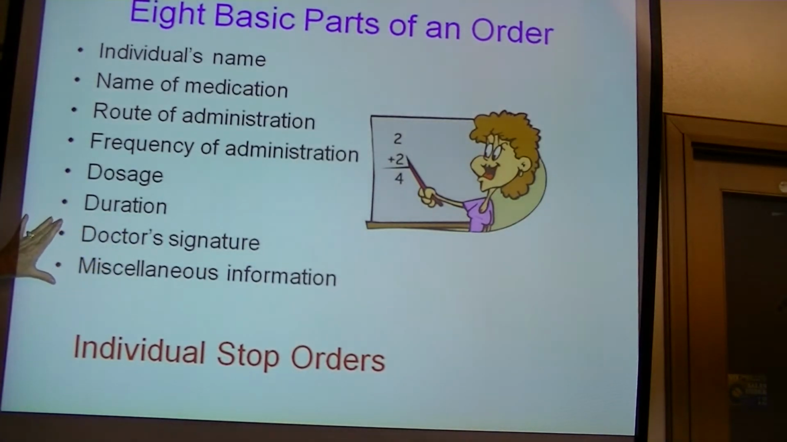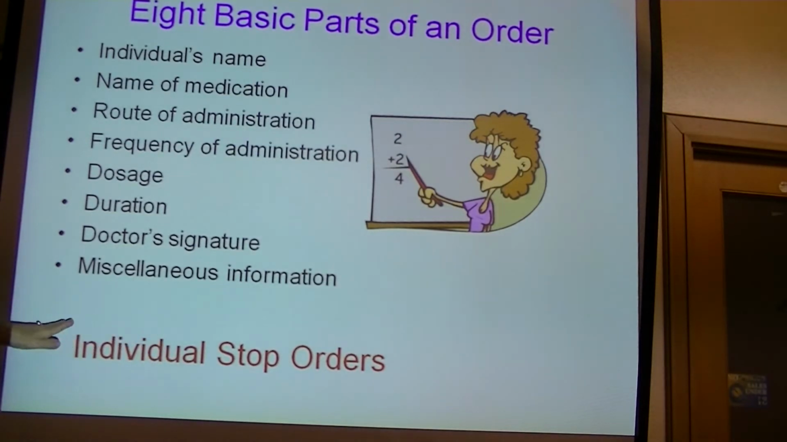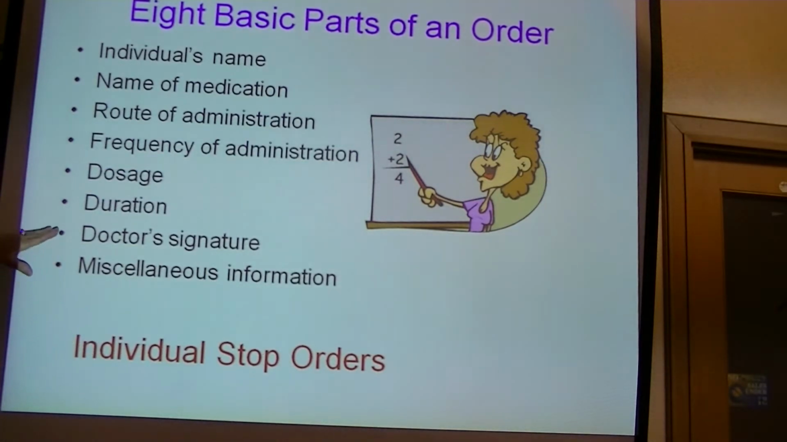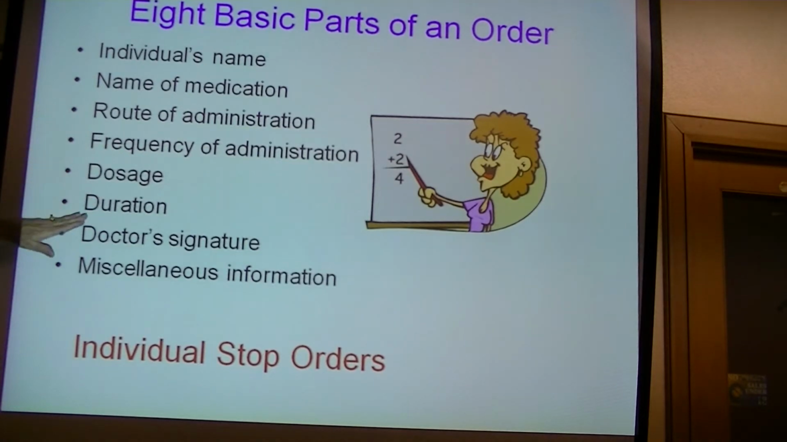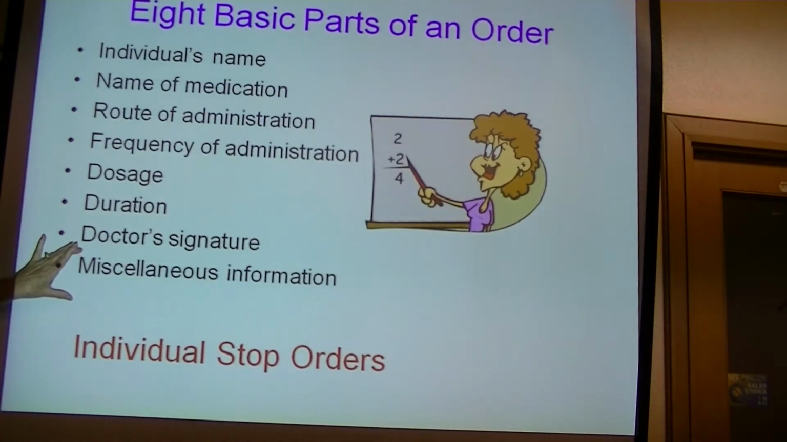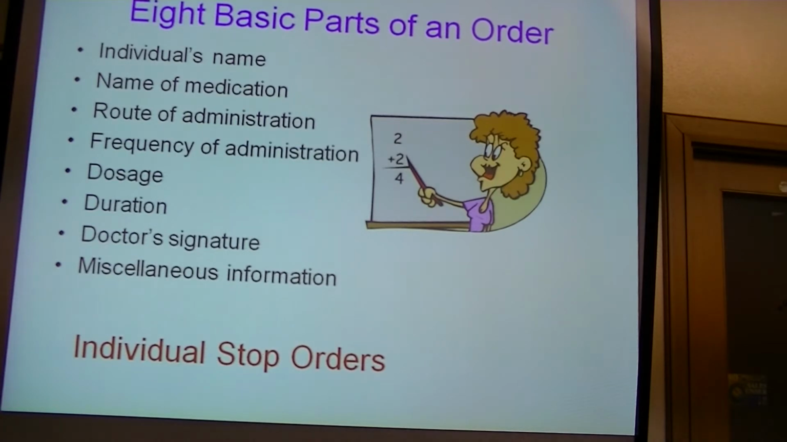Now, the order should have the doctor's name and this miscellaneous. What's miscellaneous? What do you guess that is? It's random. It's things like, should it be refrigerated? Should you take it with food? Should you not take it with food? Should you take it 30 minutes before you eat? Should you not take it with milk? Those kinds of things that can affect the medication is miscellaneous information. Now, this order may not have this on it, but the pharmacist may add it when you get it on your prescription. Stop orders. That is what we've said already. It is when that medication is to stop.